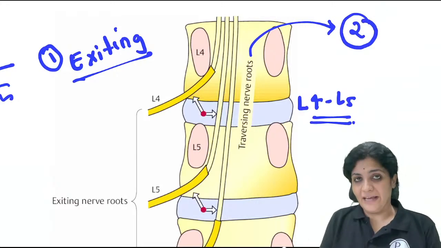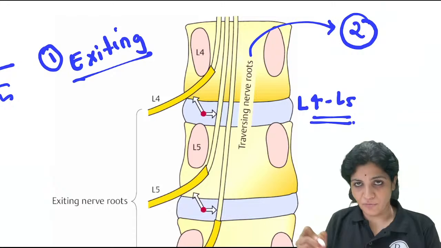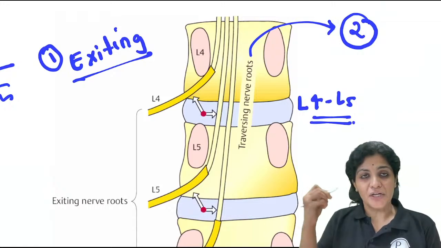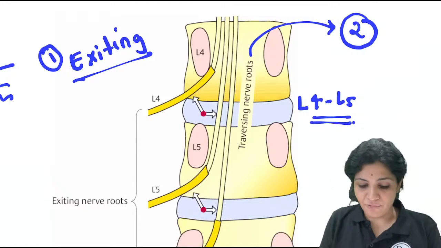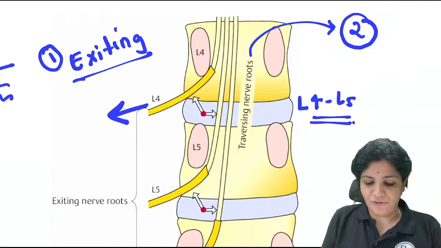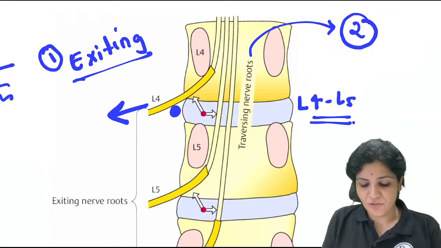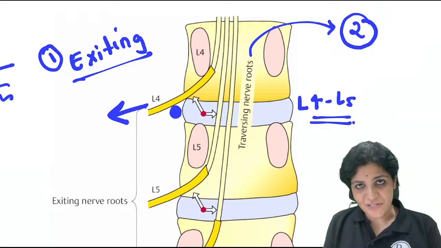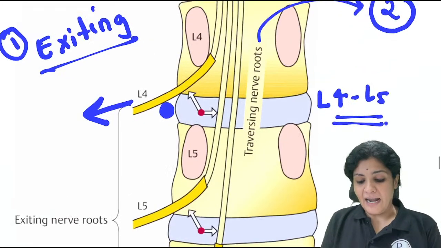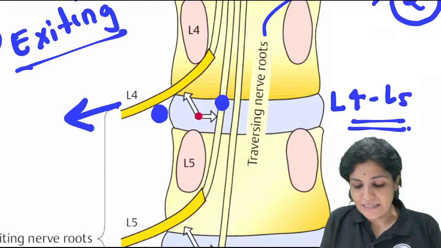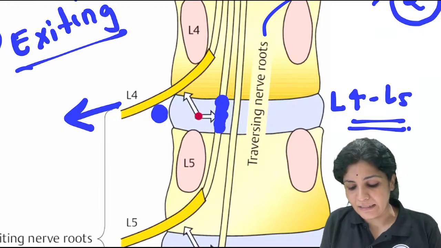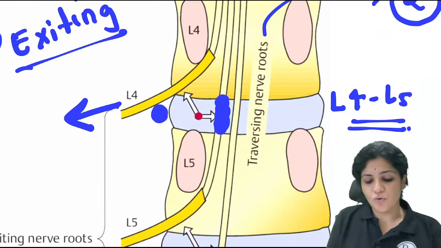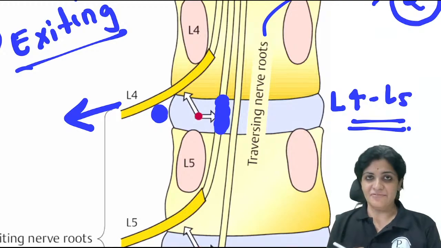At the level of L4, L5, usually the upper one, L4, will take the exit from that particular foramen. So this is the foramen. L4 is exiting. But what is traversing? L5. The L5 nerve root is traversing. And now remember, this disc will come and hit the traversing nerve root because L4 has already left the foramen.